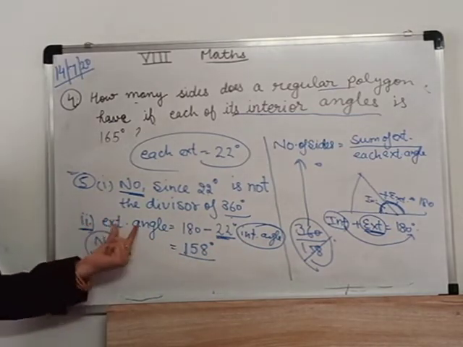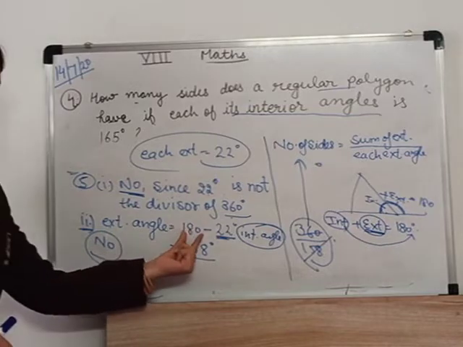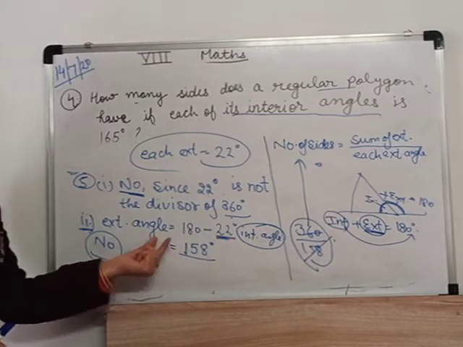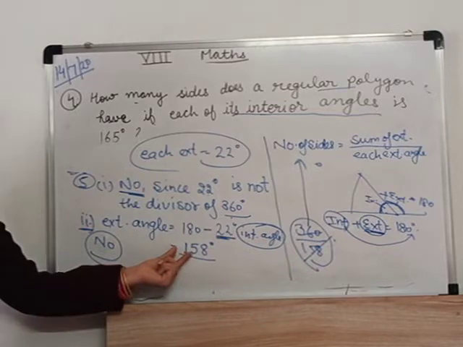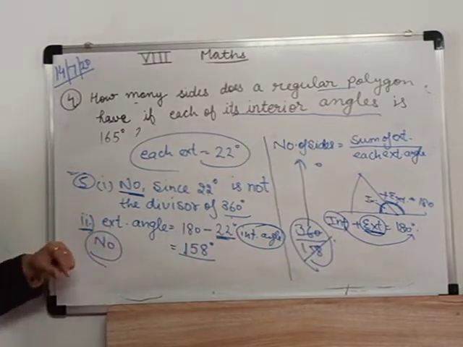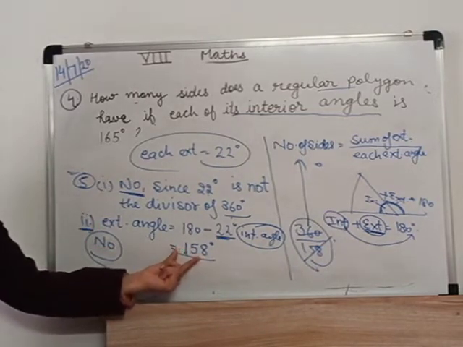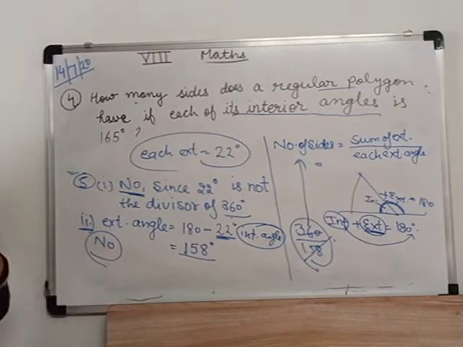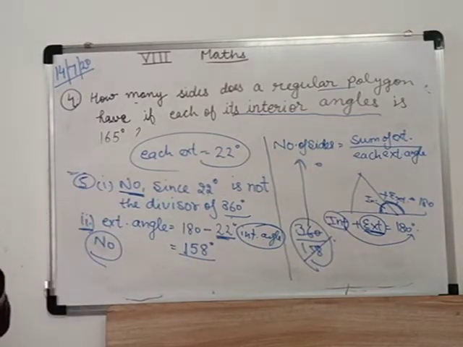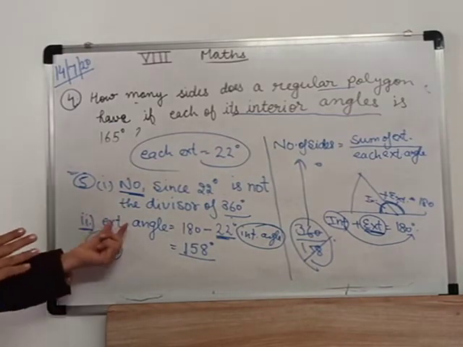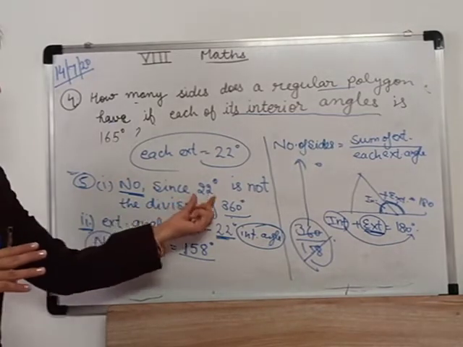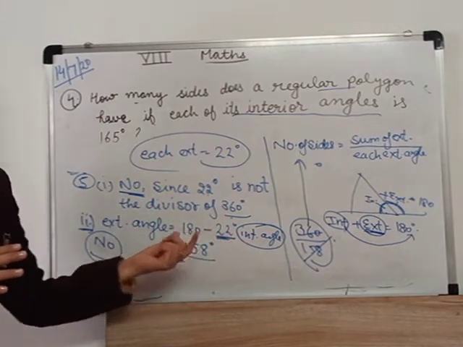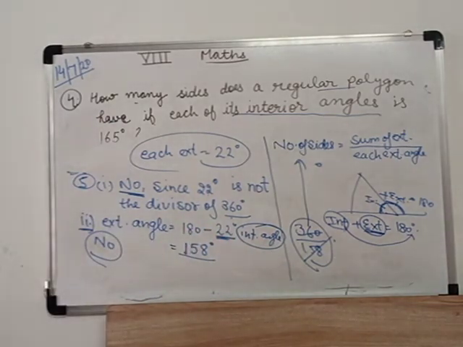First, you have to find it like this: exterior angle is equal to 180 minus interior angle. First find the value of the exterior angle, then write that this is not a divisor of 360, so we can't find the number of sides of that polygon. So this is not possible when 22 is the exterior angle of any polygon or 22 is the interior angle of any polygon. Understood?